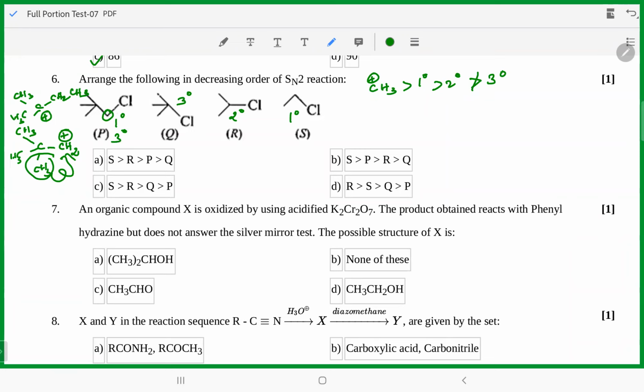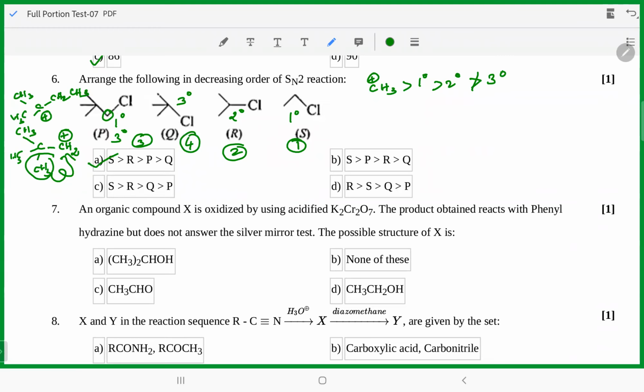If you close your eyes and answer, you will put S P R Q, correct? But what order should it come in? S first, R will be second, and then P will be third, and Q will be fourth. So S R P Q. What is the answer? A is the answer.